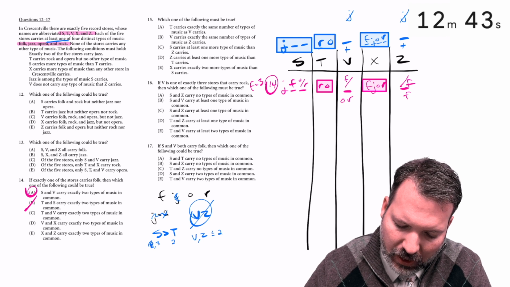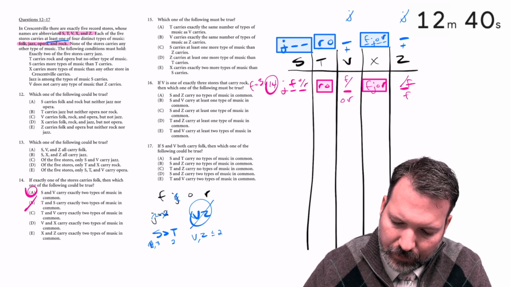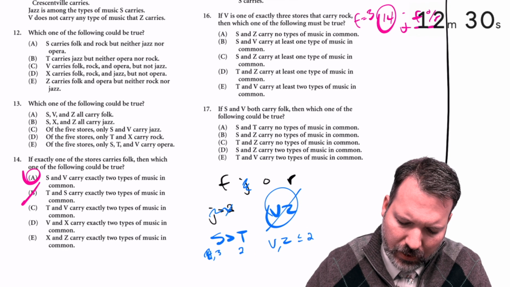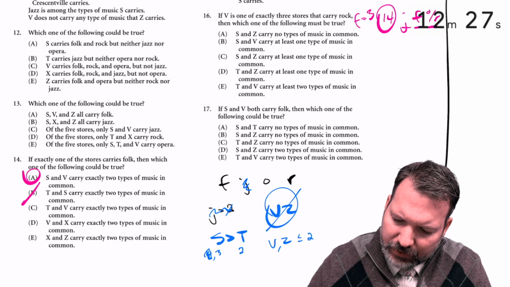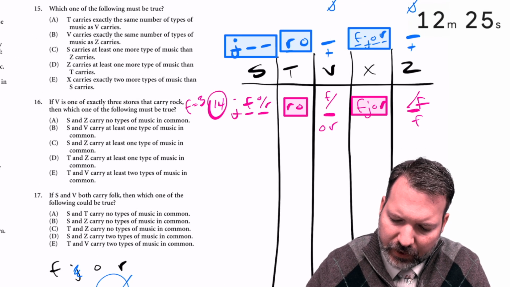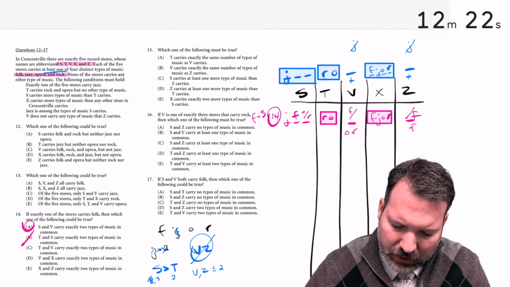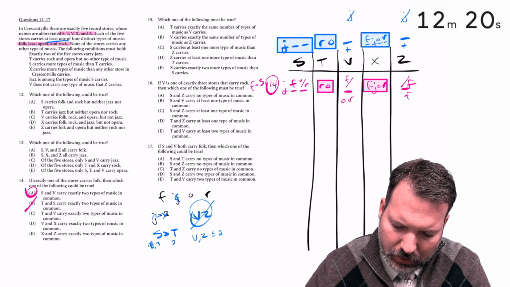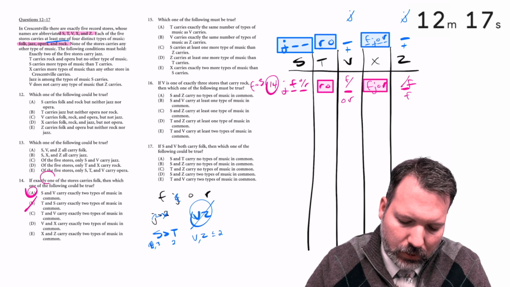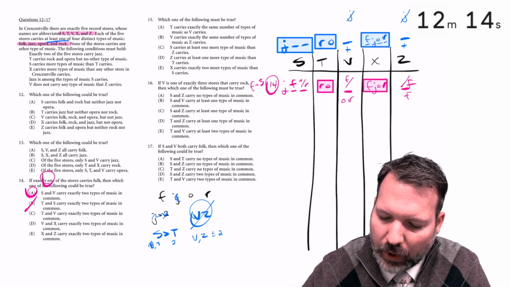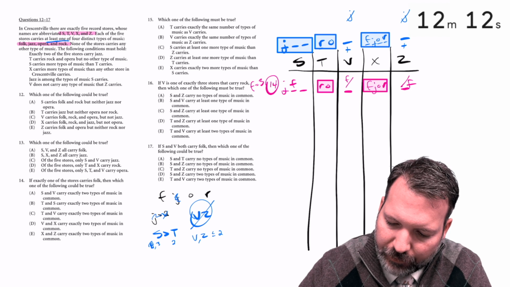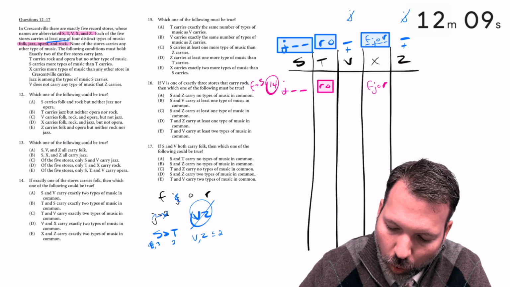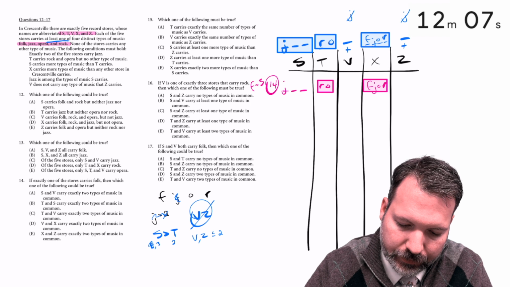V and X carry exactly 2 types of music in common. Yeah, that seems possible too. Something's gone wrong. V and X carry exactly 2 types of music in common. Well, if V carries 2 types of music, that's totally possible. Oh, gosh. It would help to read the question correctly: folk is used once, not 3 times.